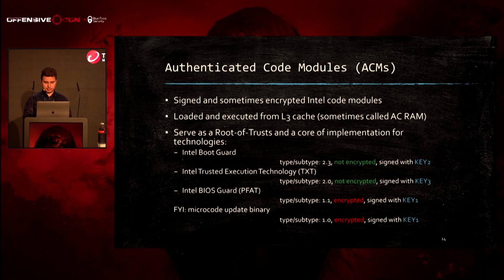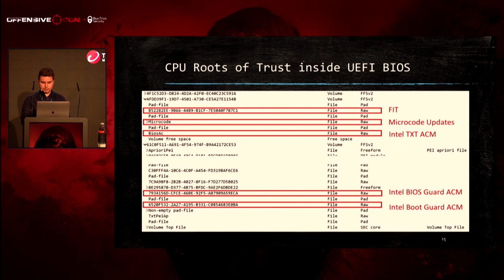They obviously serve as a root of trust and as an implementation support for such technologies like Intel Boot Guard, Intel Trusted Execution Technology, and Intel BIOS Guard. This is also known as platform flash armoring technology. So now we can see all CPU roots of trust in a single UEFI BIOS image. You can see firmware interface table, microcode updates, and all of the ACMs I mentioned before.